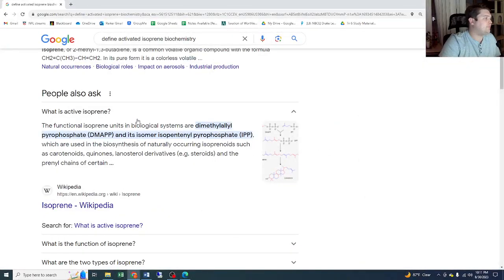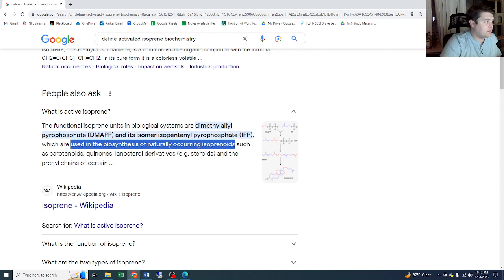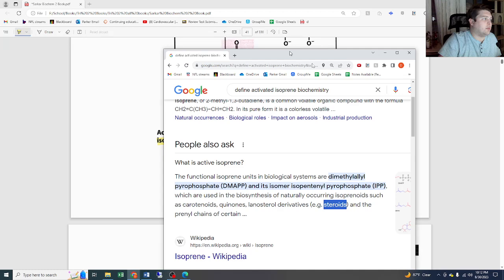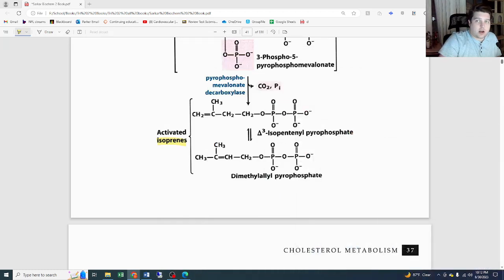So the isoprene, I want to look right here. The isoprene units are used in biosynthesis of naturally occurring what are called isoprenoids, such as carotenoids, quinones, lanosterol derivatives, for example, steroids, right here. So isoprenes are a specific chemical compound within this process that we're going to be using eventually, and we can use them later as the building blocks to continue to build cholesterol and then get to steroids and those other things that we need.